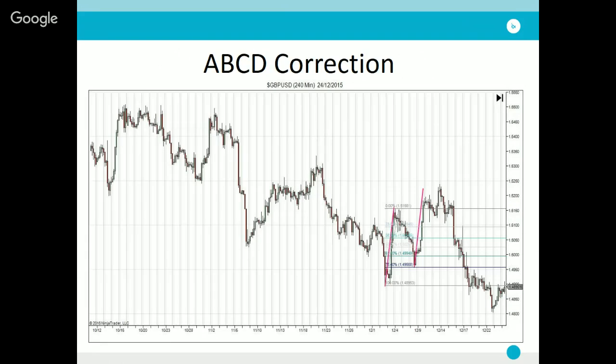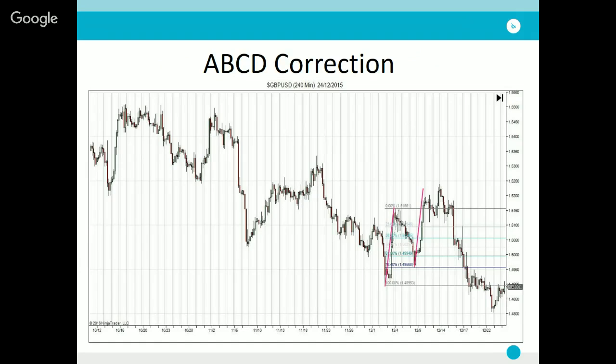Now, in this slide, you can see that we have an example of the ABCD pattern as a corrective pattern, okay? So instead of price forming as a reversal pattern, you can see that we've actually got a correction within the initial bearish trend. So price is selling off with a series of lower lows and lower highs, and then we actually get a retracement higher that gives us our corrective ABCD pattern.